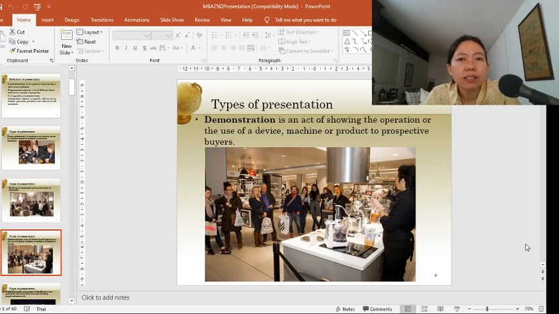Okay. The next type of presentation is demonstration. A demonstration is an act of showing the operations or the use of a machine, a device, or a product to a prospective buyer. For example, in this picture, these two sales assistants are showing how the new blending machines work to a customer. So if the customer is interested in the product, the customer can ask these two assistants how the machine works. I'm sure that you can see a lot of product demonstrations at the department store.